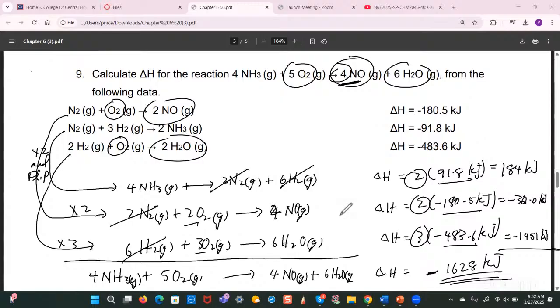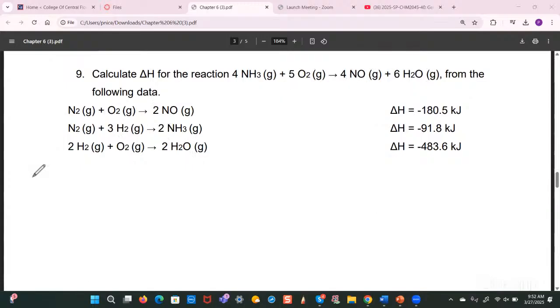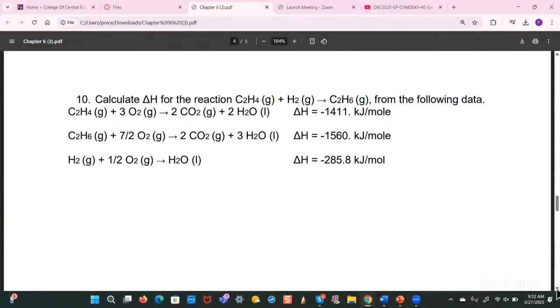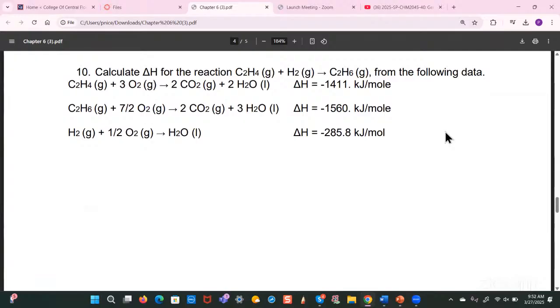All right. And I think there are 2 more problems of this type in the assignment. Let me just check down here. Okay, so let me hear what you have to say about this one, with minimal help from yours truly. This is the equation that you're trying to find delta H on, right here. And they gave you these 3 equations.